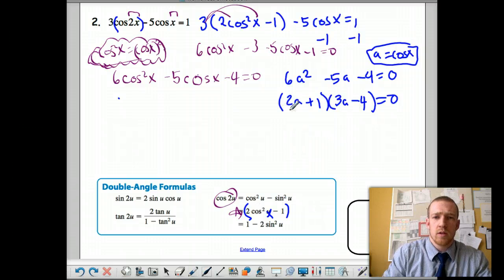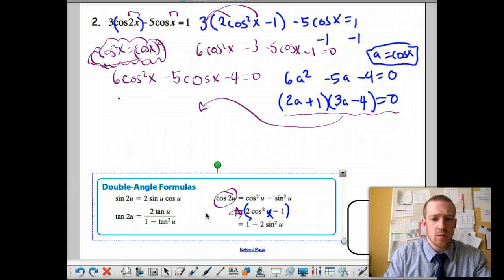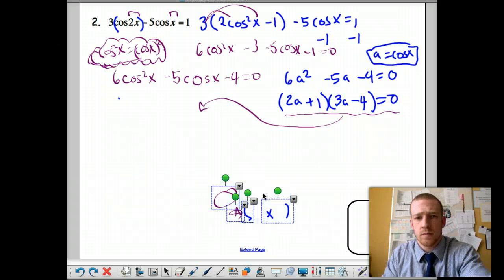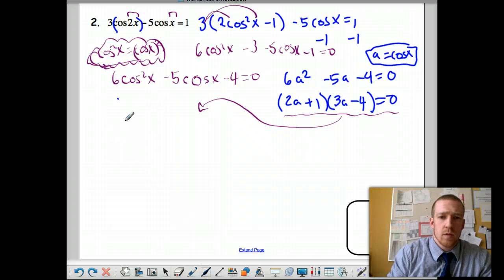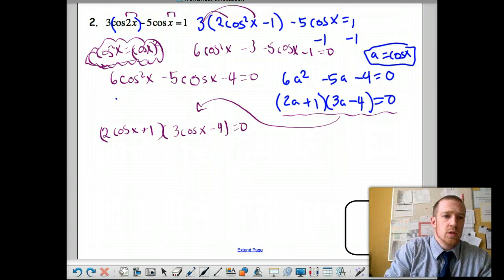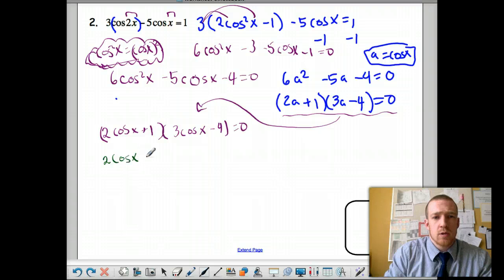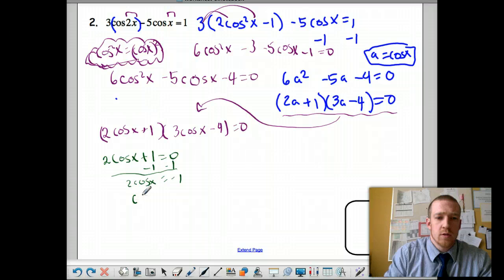So now I'm going to rewrite this and sub back in my cosine. So I don't need this anymore. And I got 2 cosine x plus 1 and 3 cosine x minus 4 equals 0. So I'm going to solve these one at a time. 2 cosine x plus 1 equals 0. I'll subtract 1 and divide by 2, it gives me cosine x equals negative 1/2.